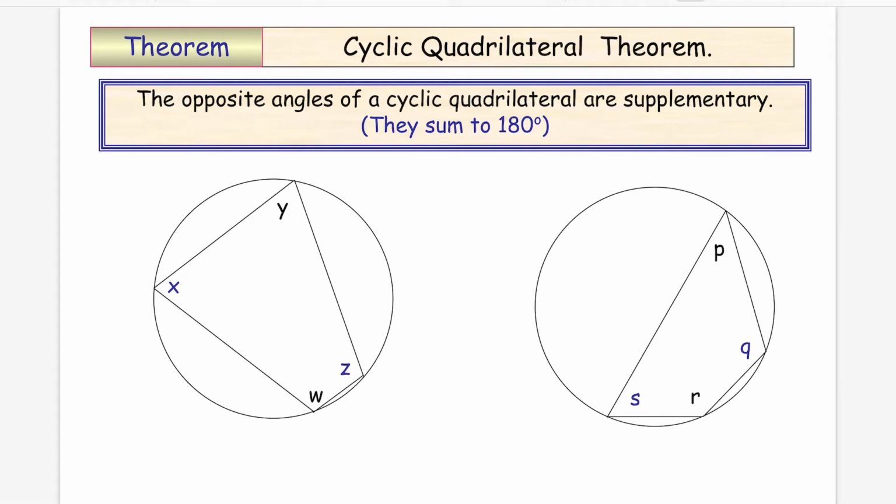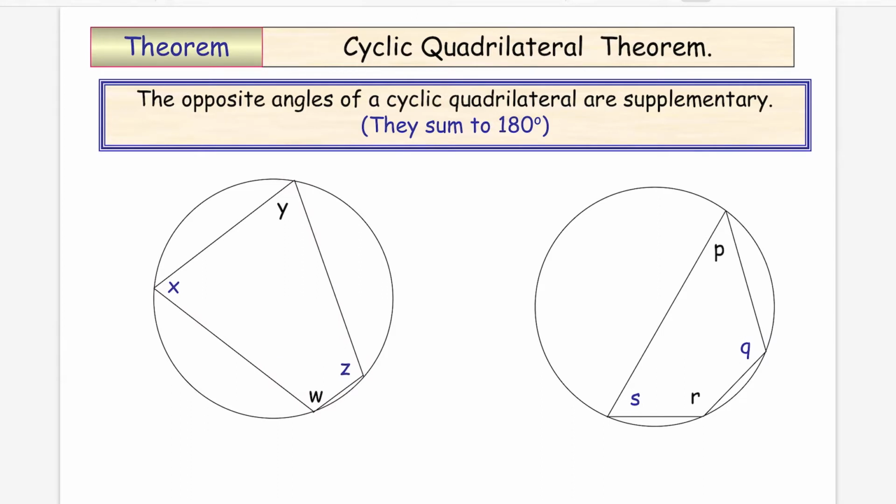One of these circle theorems is called the cyclic quadrilateral theorem. And a cyclic quadrilateral just means that it's a quadrilateral where each of the vertices, or corners, lies on the edge of a circle, or the circumference. So each of the four corners fits on the edge of the circle, and it's a quadrilateral, which is a four-sided shape.